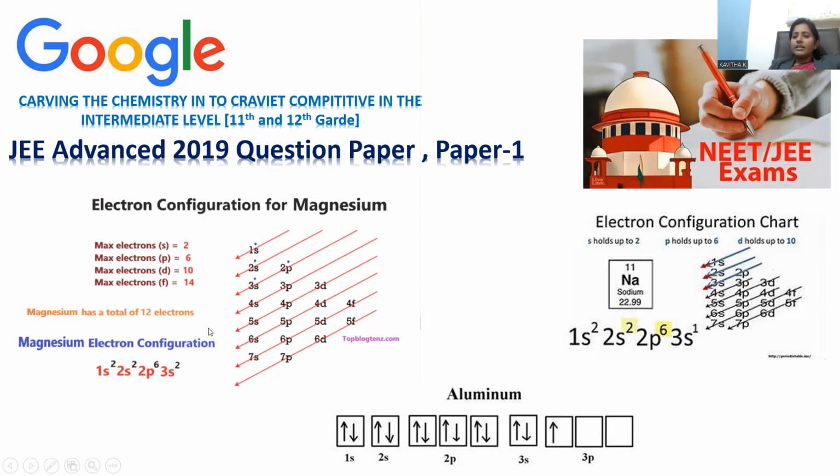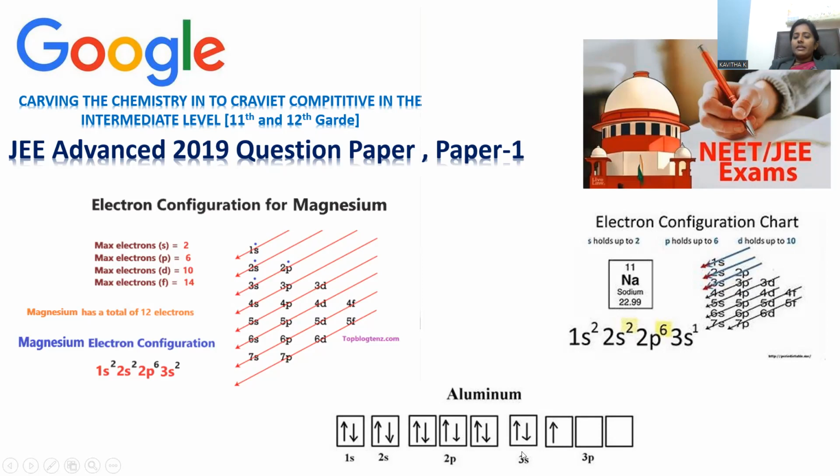They're asking for first ionization enthalpy. First ionization enthalpy means what? Removal of 1 electron. Obviously, sodium will remove 1 electron very fast in order to attain the nearby neon electronic configuration. So that it is very fast, so that leads the ionization enthalpy.